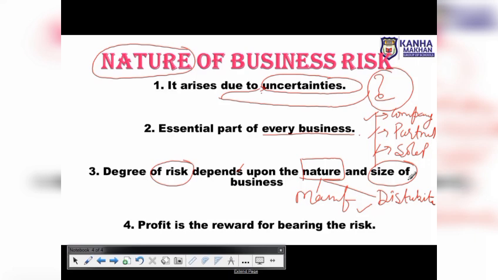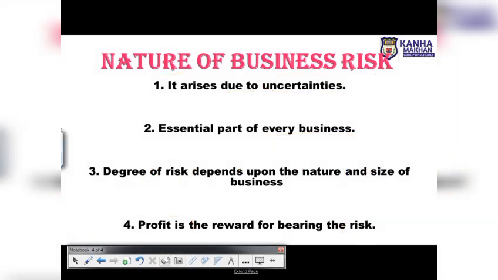Fourth point is, profit is the reward for bearing the risk. This statement is also correct because the businessman is bearing the risk. So why is he bearing the risk? The reward for bearing his risk is profit, so that he can earn maximum profit. So basically it is a reward for a businessman for bearing the risk. I hope these points are clear.